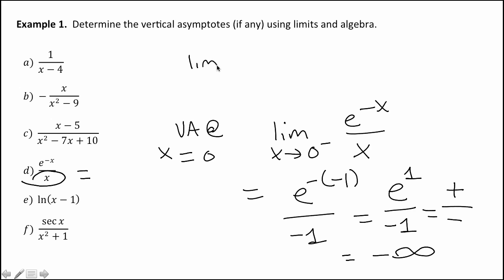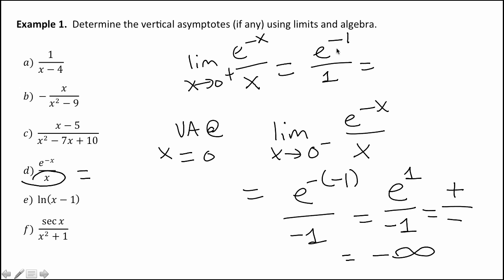If we do it from the right side, let's say we plug in 1, then we'll have e to the negative 1 over 1. But remember, e to the negative 1 is nothing more than 1 over e. So that becomes 1 over e divided by 1. It doesn't matter, 1 over e is still positive. So we have positive over positive, which is positive infinity.